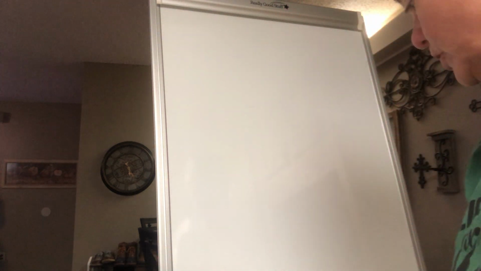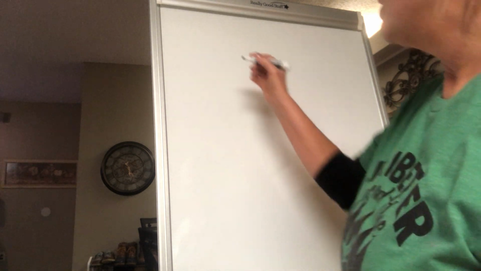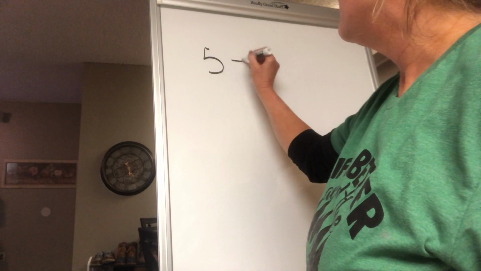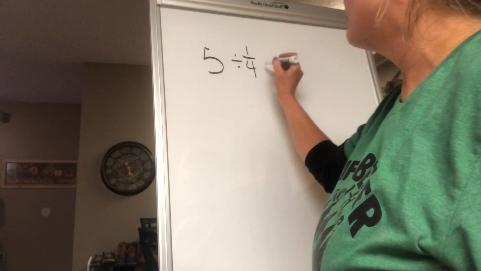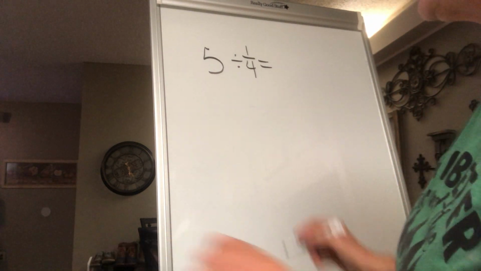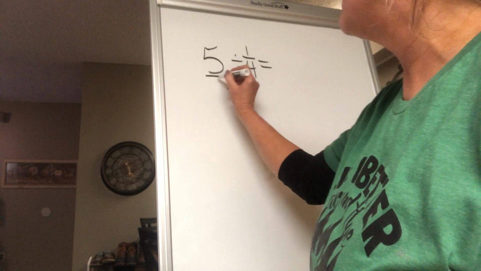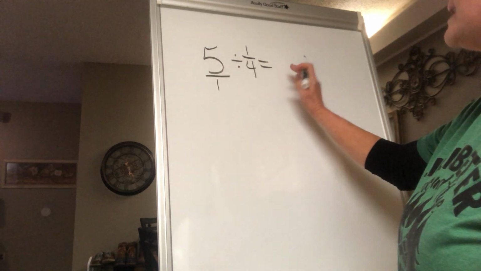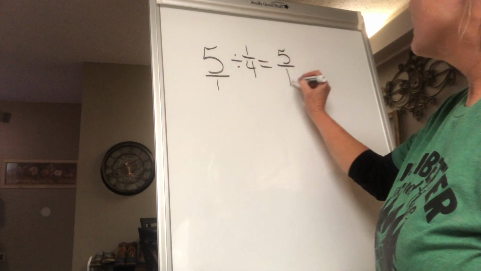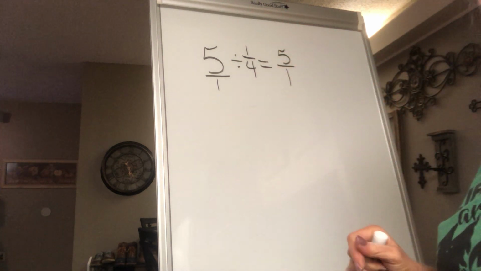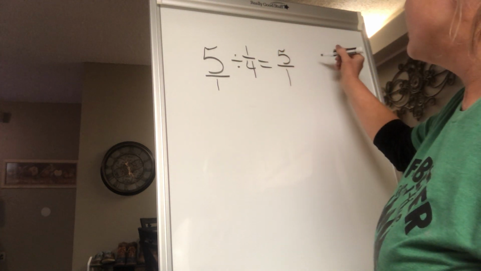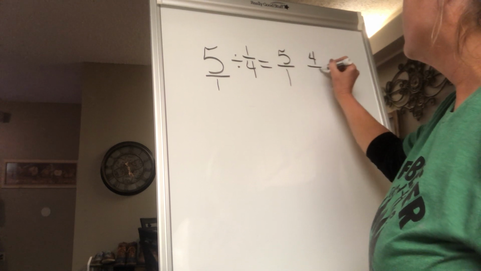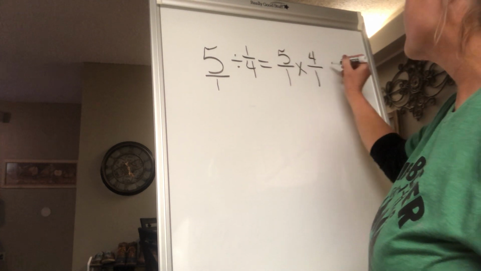Now, on page 85, it just asked us to find the value of each expression. So I know if I have 5 divided by 1/4, I first have to look at my whole number as a fraction by placing it over 1. We slide the first one over. We know that we always do the reciprocal, or we flip the second one, and we multiply.